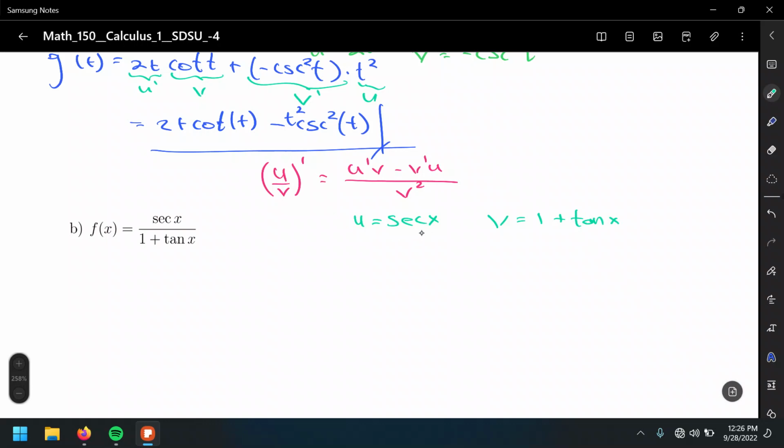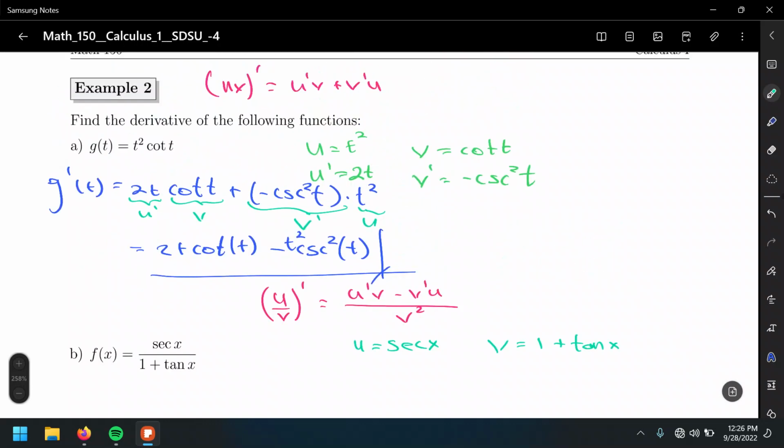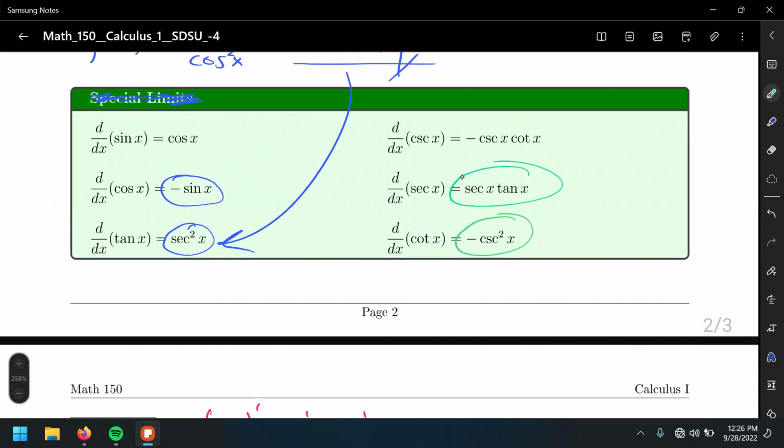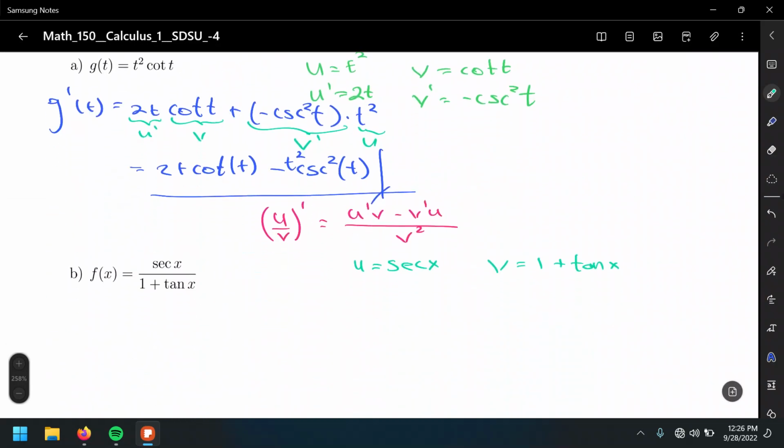Alright, what's the derivative of secant? Okay, let's go back to the table above. The derivative of secant is the product of secant and tangent. So that's u prime. And the derivative of v. Okay, what's the derivative of 1 in the first place? And the derivative of tangent? Secant squared. So we have everything we need. Let's just put it in the quotient rule above.